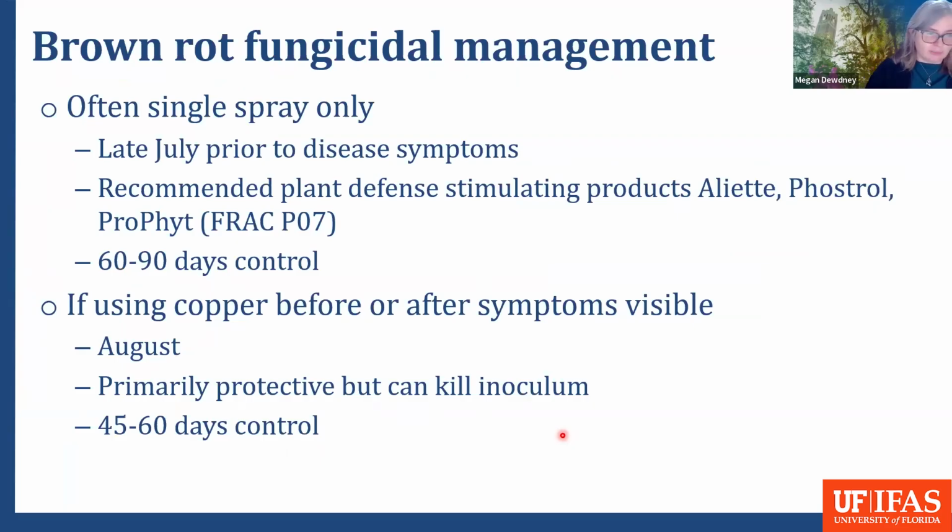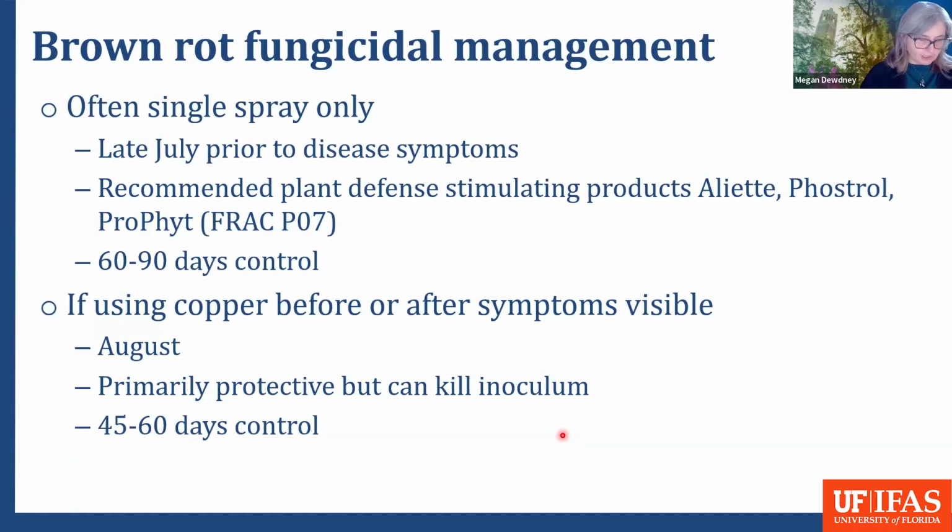But for these ones in late July, we would recommend plant defense stimulating products: Aliette, Fosetrol, Prophyte. They all have the same mode of action. You should get 60 to 90 days of control. If you're using copper before or after the symptoms are visible, you would use it in August. It's primarily protective like it is for everything, but it can kill inoculum, which is nice.